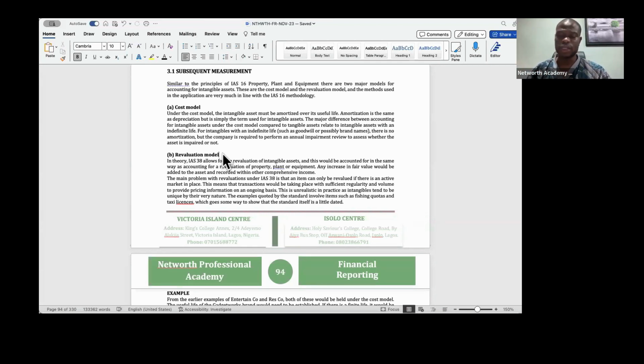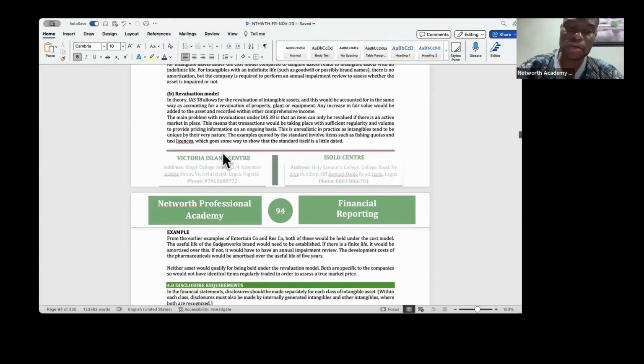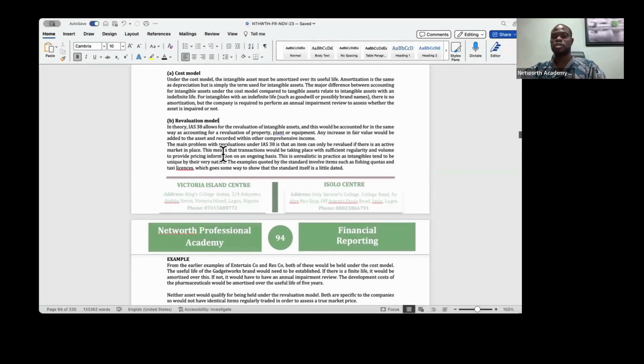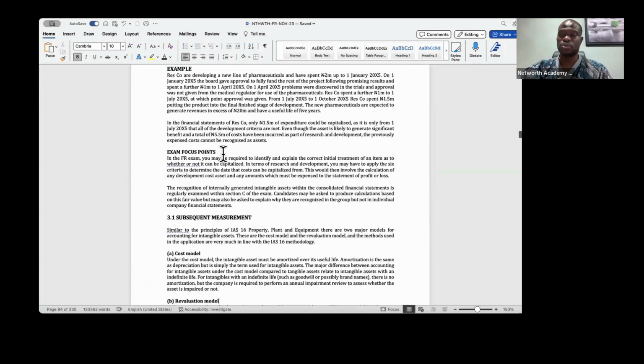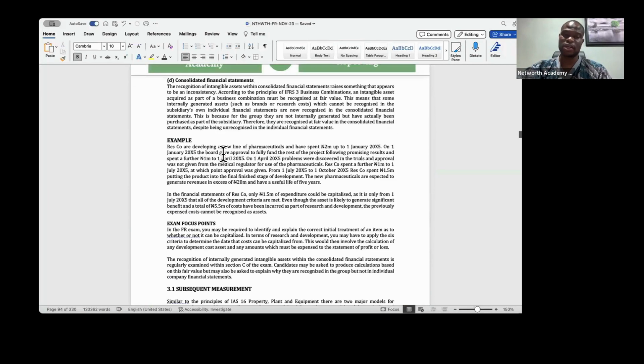So in the exam, one thing I think you need to know and remember is that for intangible assets, you can only use the revaluation model where there is an active market for that asset, where you can get fair value or pricing information. And that is it about subsequent measurement. And really, that is it about intangible assets. That's everything about intangible assets.